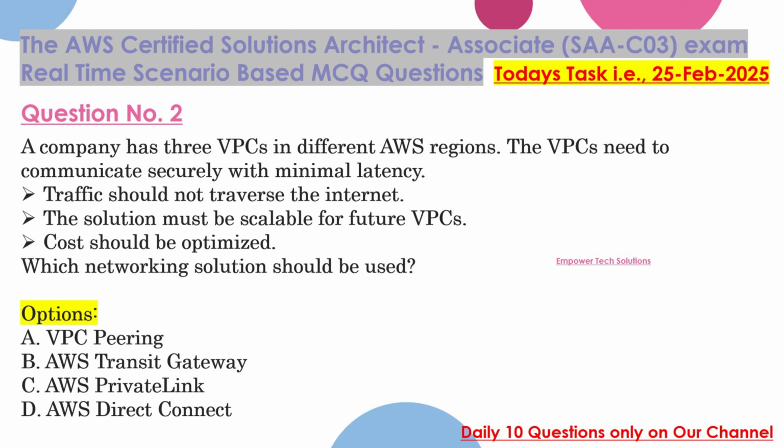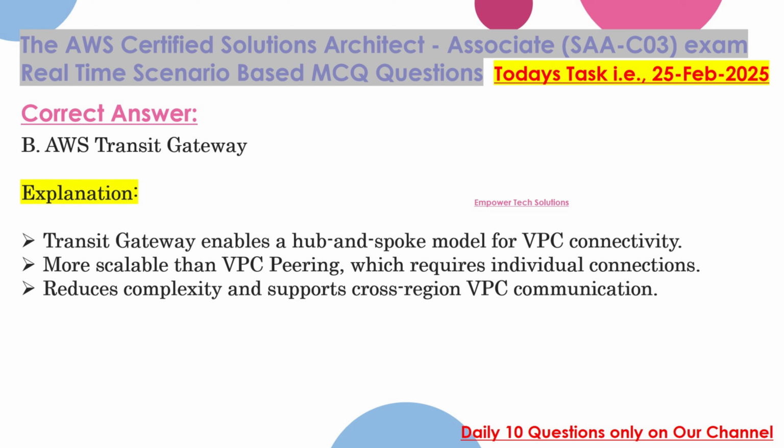Options: A. VPC peering. B. AWS Transit Gateway. C. AWS PrivateLink. D. AWS Direct Connect. Correct answer: B. AWS Transit Gateway. Explanation: Transit Gateway enables a hub-and-spoke model for VPC connectivity.